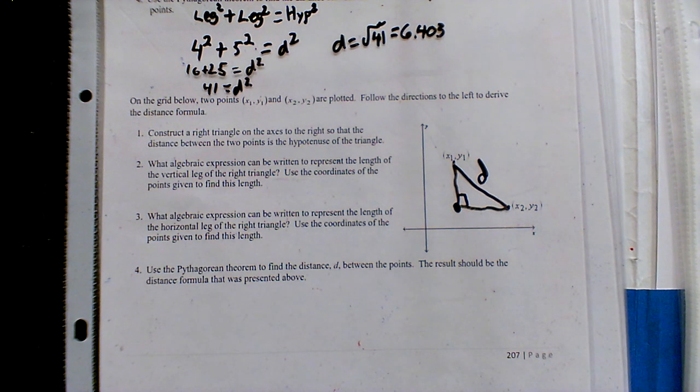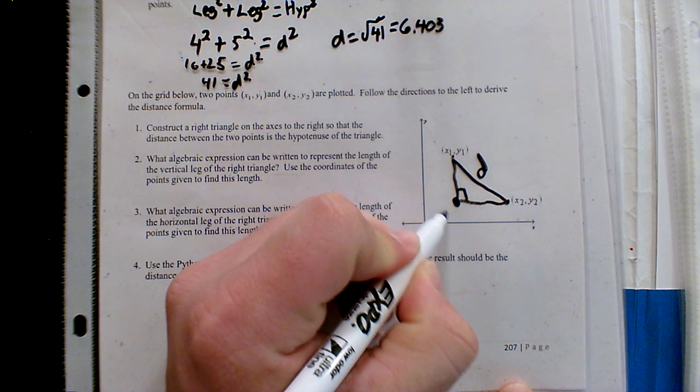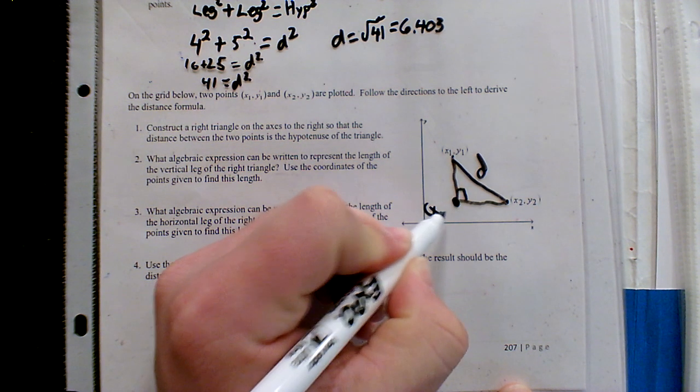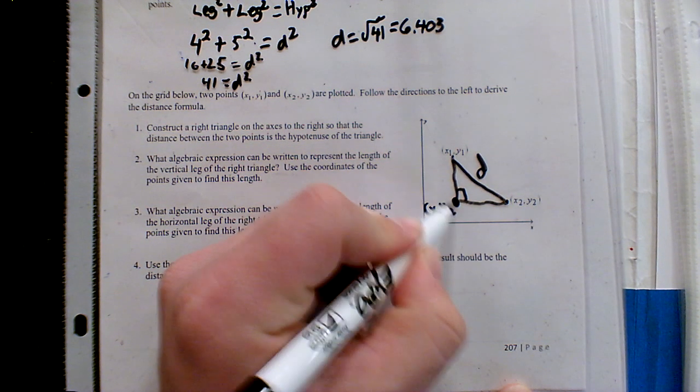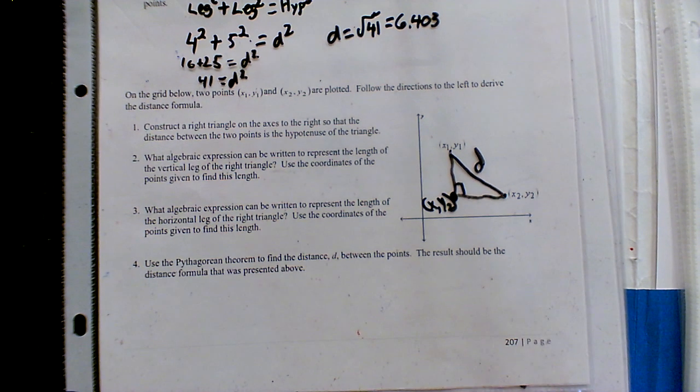Think you have it, Marie? Not quite. We're not trying to find the distance yet. We're trying to find out what that point is. Go ahead. Yeah, it's going to be x1 because we're at the x1 on the x-axis, and at the height, we're at y2. So this point is x1 comma y2. Very good.